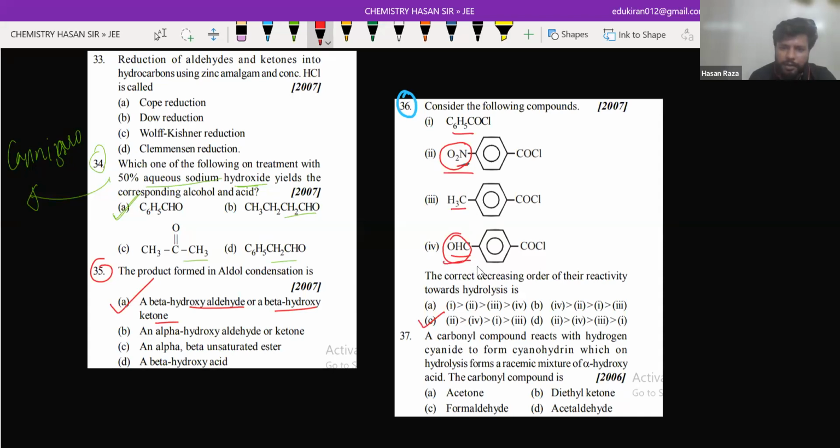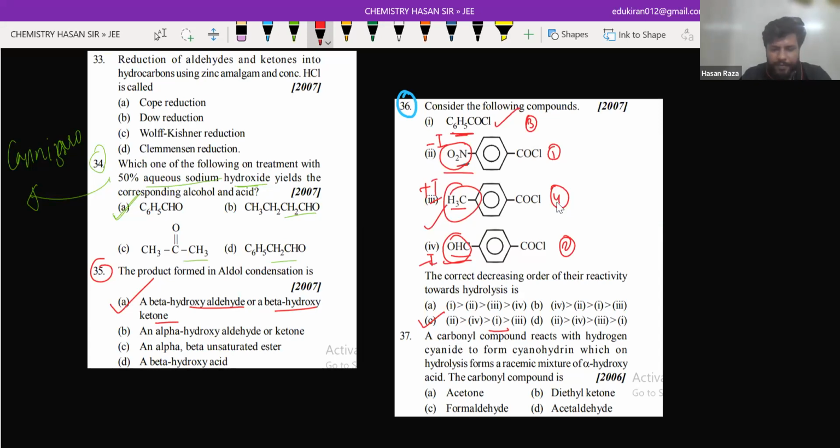This, then comes your first, because this has releasing group. This is withdrawing group. This is also withdrawing group. This is releasing group, and there is no releasing group. That's why it comes before this. So this is number one. This is number two. This is number three. This is number four. So option C is the correct answer.